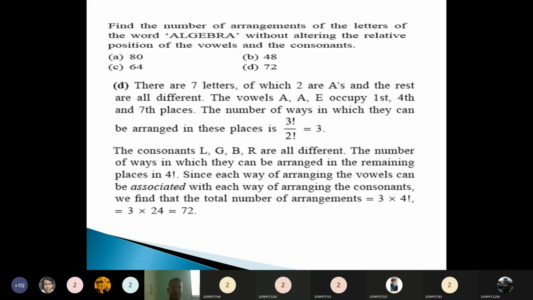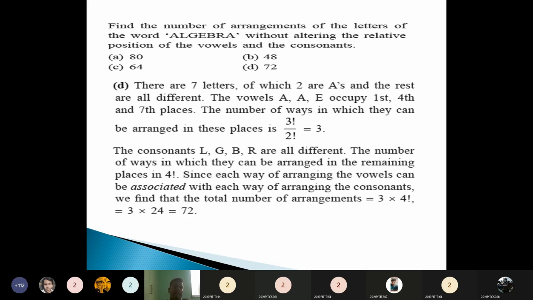Once again, the first permutation: first position A, fourth position A, then seventh position E. That is the first arrangement. Next arrangement A, E, A, that means A first, E fourth, A seventh. That is the second arrangement. Next E, A, A, that means E first, A fourth, A seventh position. Only in these ways can you arrange. That is 3 we are getting.